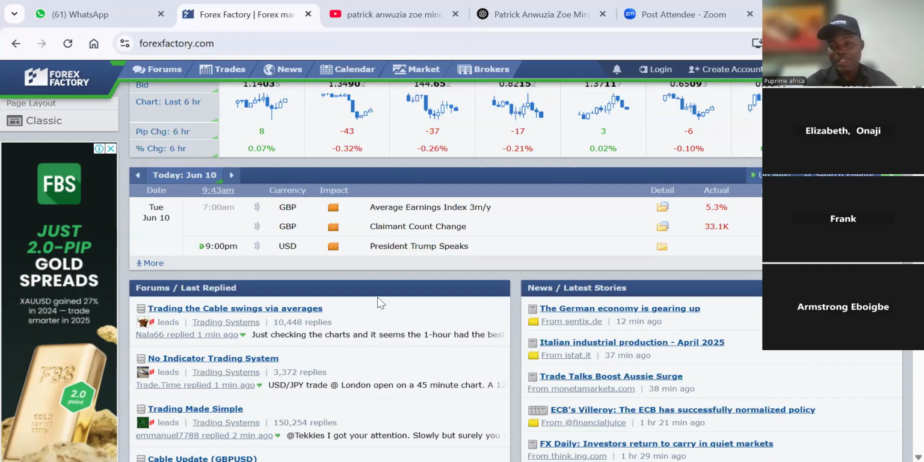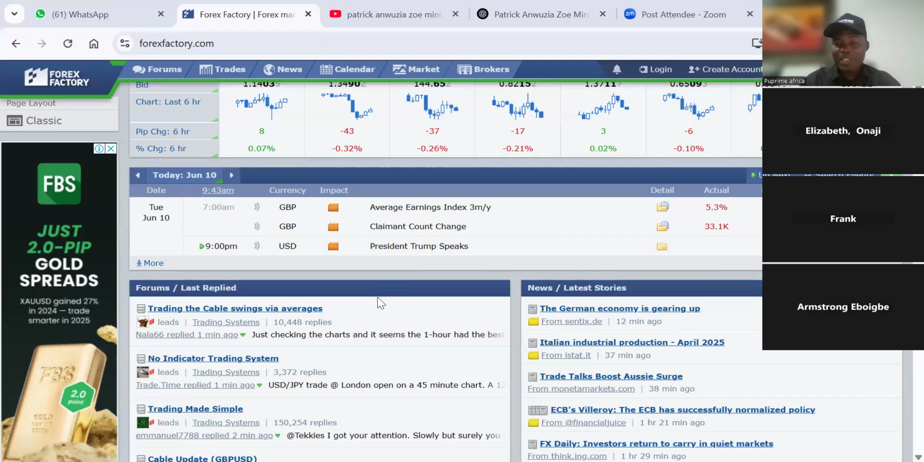The only one that was available was in the morning, and that was the GBP average earning index and claimant count change. Now, the next event will come up later tonight by 9 p.m., and that is a speech from President Donald Trump of the United States. So between then and now, it's possible the market might range. I said it in the morning, we may have some ranging session today because we don't have trading fundamental.